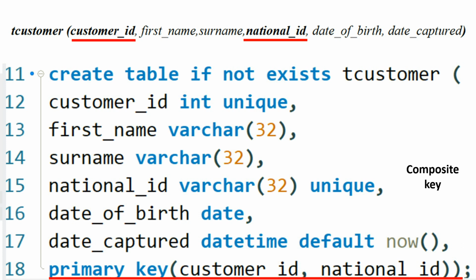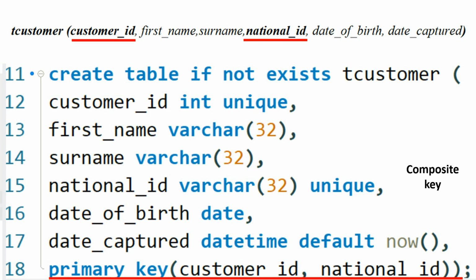Default, we are saying the default value for this attribute is now, and now gives us date and time. Then we can specify our primary key here, which is a composite key, a combination of two columns, customer ID and national ID.